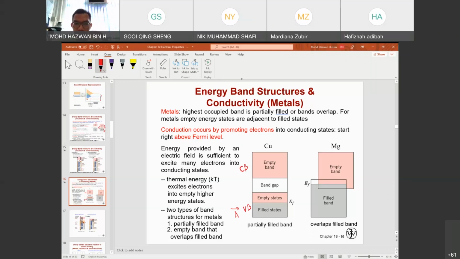There are two types of band structure for metals. One, a partially filled band, and second, an empty band that overlaps with a filled band. How can we know whether it is a partially filled or an overlapping filled band? We have to look into the examples, which are related to the types of atoms or elements we are talking about. Here, I put examples of copper and also magnesium.